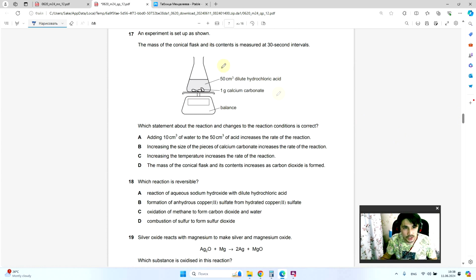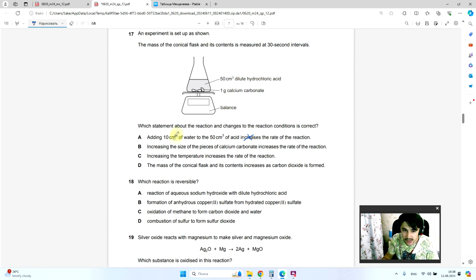Okay, next question. An experiment is set up as shown. The mass of the conical flask and its contents is measured every 30 seconds. So 50 centimeters of acid, 1 gram of calcium carbonate. So which statement about the reaction and changes to the reaction conditions is correct? Okay. Adding 10 centimeter cube of water to 50 milliliters of acid increases the rate of reaction. Nope.